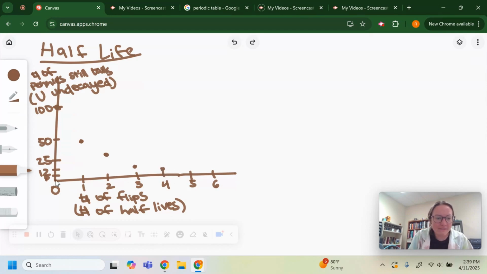And then if I flip it again, I'll only probably have about 3 that survive. And if I flip it again, I'll only maybe have 1 that survives. And every single time that I do this demonstration in class, after about 6 or 7 flips, all the pennies come up heads, and there are no more that are still tails.